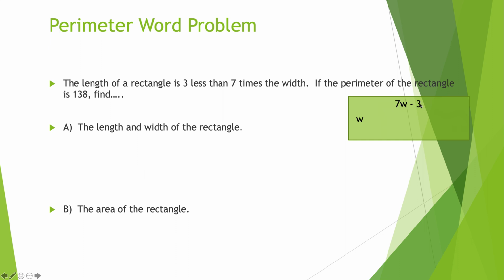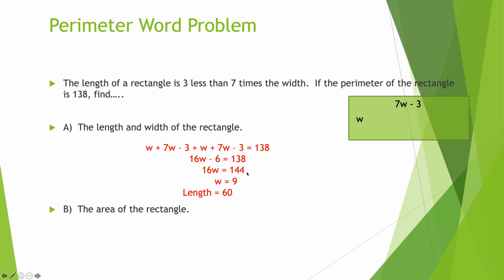But remember, as there's a 7w minus 3 on top, there's also one on the bottom. And as there's a w on the left, there is also a w on the right. So the definition of perimeter is for all 4 sides to add up to the perimeter, which in this case is 138. So if I get my w's together, 1w and 7w make 8w, and another one makes 9, and another 7 more makes 16w. 3 negatives and another 3 negatives is negative 6, is 138.